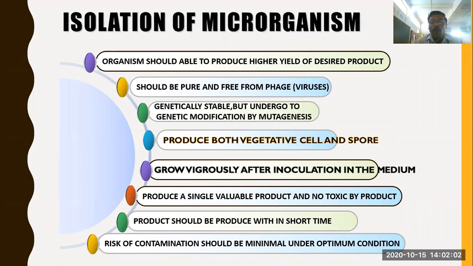Your organism produces both vegetative cells as well as spore bearers. This is very important. If they are producing only vegetative cells, we are not in a position to get all cells having the same age and the same size. But whenever there are spores, 100% when we are growing them on certain media, all the spores get converted into vegetative cells, and their size will be the same, their age will be the same. That is the main reason. Your microorganism should grow vigorously after inoculation in the medium.